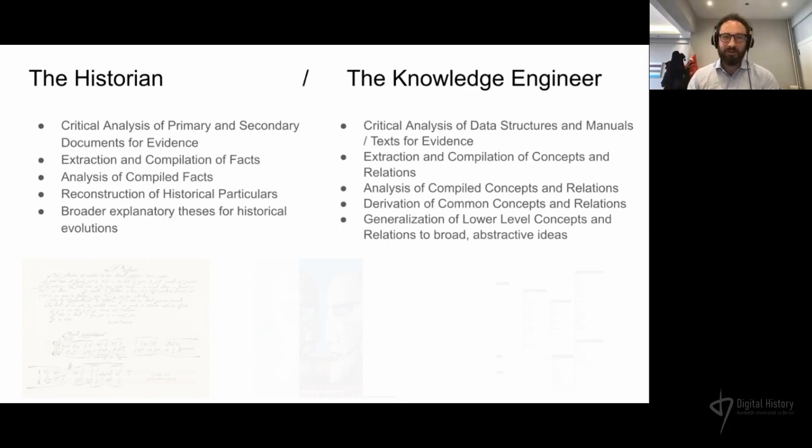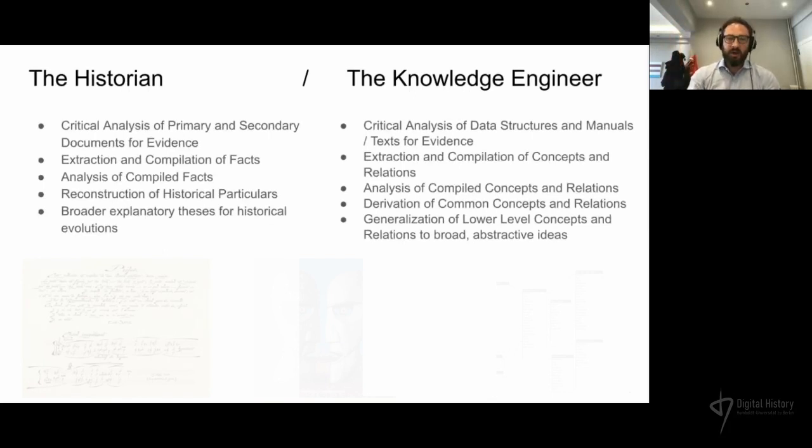On the other hand, a knowledge engineer isn't interested in the particulars of history. Their target of analysis are data structures, the manuals that describe those, and what they work on is to try to understand what those data structures say in order to extract these concepts and relationships I mentioned to you earlier, in order to try to compile both basic level concepts and relations that are very close to what the data says, and then these higher level generalizations allow you to create more broad connections between various phenomena. So bird and dog or animal, for example. So this is the notion of generalization of lower level concepts and relations to broad abstractive classes.